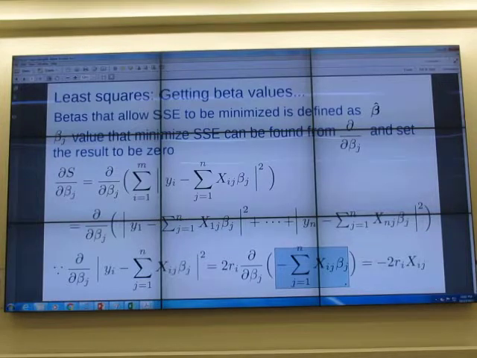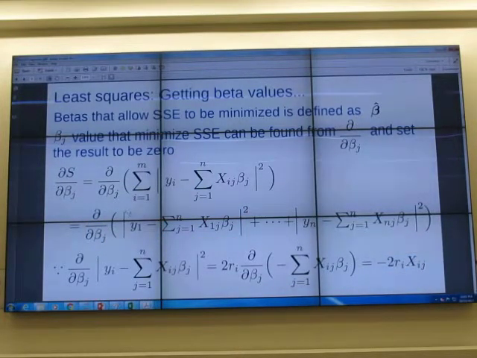Why is that? Because the derivative of beta j would be 1, only for the case where beta j survives. If it doesn't match, d beta 1 by d beta 2 equals 0, d beta 2 by d beta 2 equals 1, d beta 3 by d beta 2 equals 0. So only for the case where the index equals j does it survive. Otherwise it equals 0. That's how I get just one term. So d by d beta j of just that equals this.